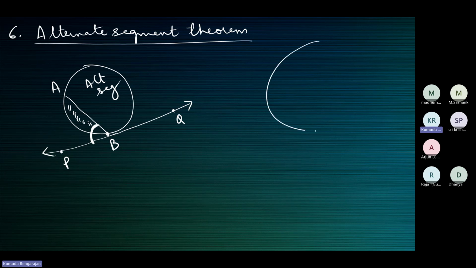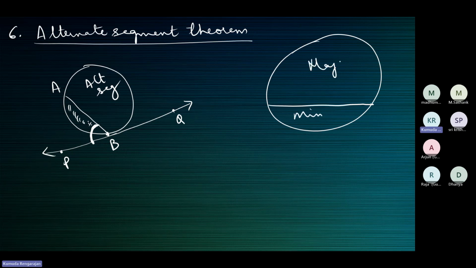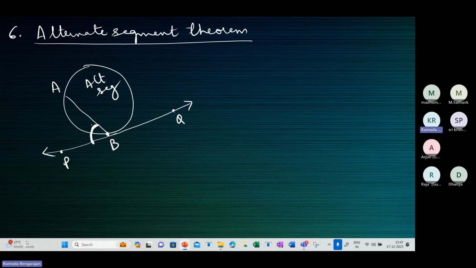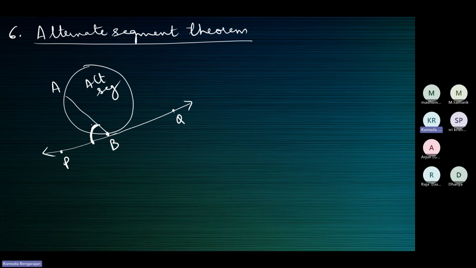What is a segment? Circle, chord. Now the chord divides the circle into two segments, minor and major segment. So this is the minor segment, this is the major segment. Major because it contains the center of the circle. Now a part of this angle crosses this segment of the circle, which is actually the minor segment. So the other segment is called the alternate segment.